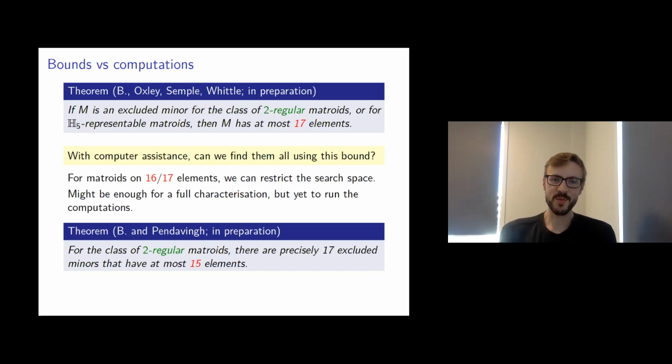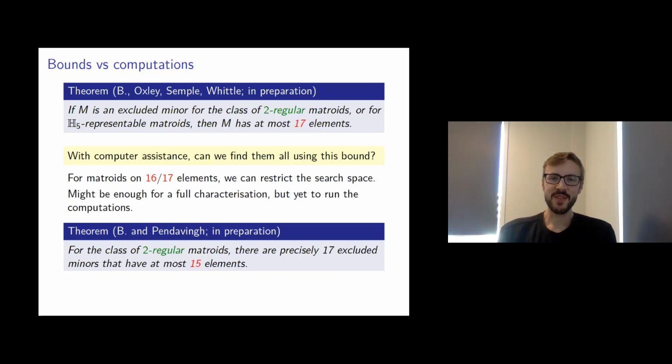But even if those don't work, you could potentially just do a computer search on these 16 and 17 element matroids, since we can reduce that search space, but this is not a computation that we've run as yet. So we're pretty optimistic that this will in time lead to a complete characterization of the excluded minors for the class of 2-regular.